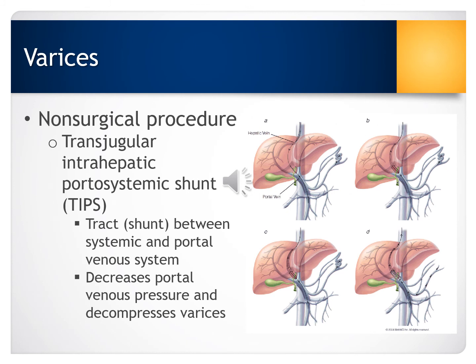The transjugular intrahepatic portosystemic shunt is a non-surgical procedure typically performed by a radiologist. The shunt is placed between the systemic and the portal venous system. By doing this, it decreases the venous pressure and therefore will decrease the varices.